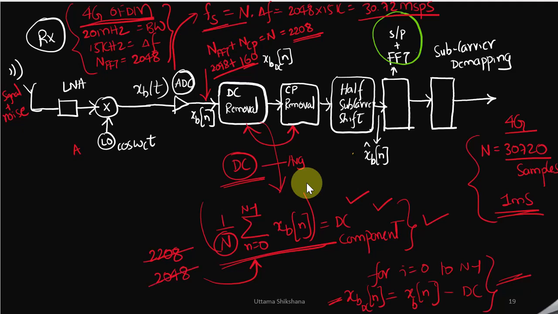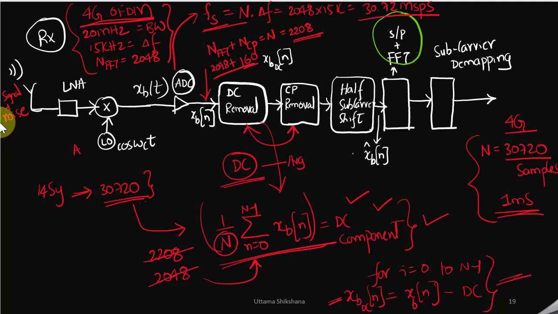So there is one more option. Right now I consider only one symbol, right? What if I consider 14 symbols? Then my samples would be 30720 samples. So I can consider all these samples and do the DC average, because for this number of samples my DC estimate is going to be very good. Then after that I can perform the further operations. This is another way.